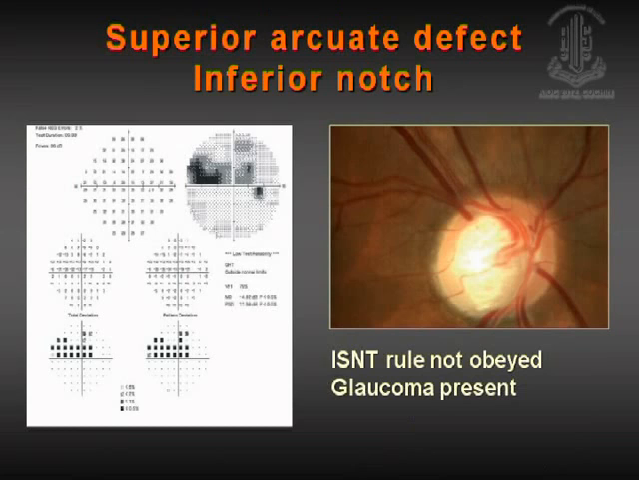This is a patient showing inferior notching. ISNT rule is not obeyed. Glaucoma is present, and you get a typical superior defect, superior arcuate defect here.